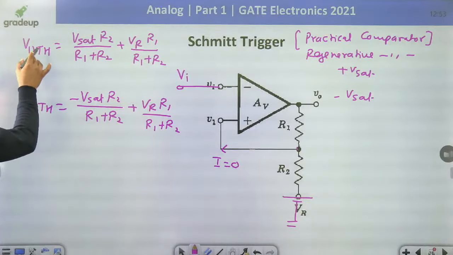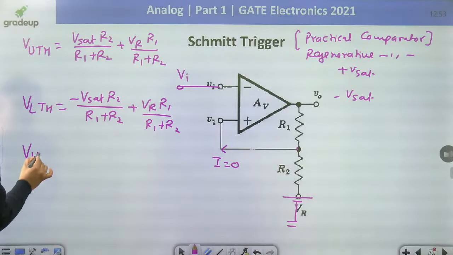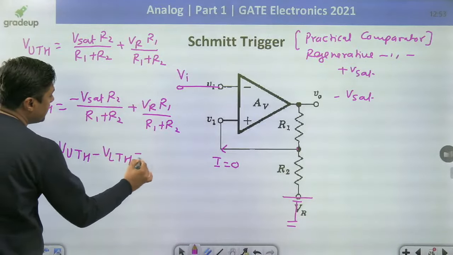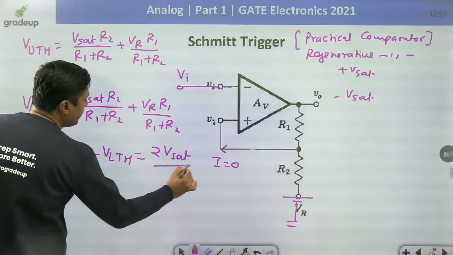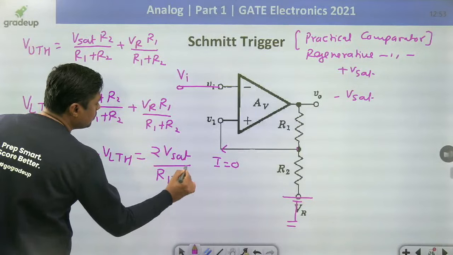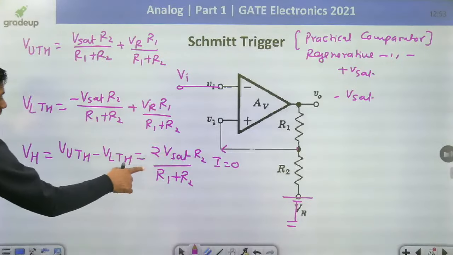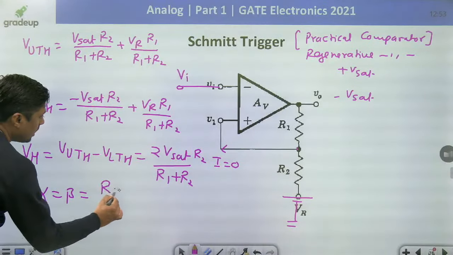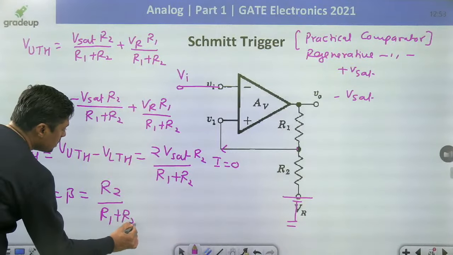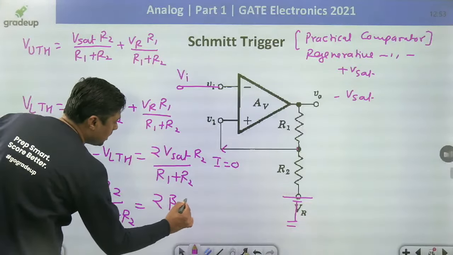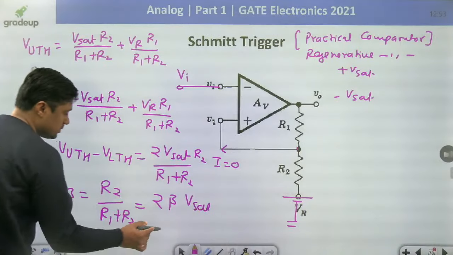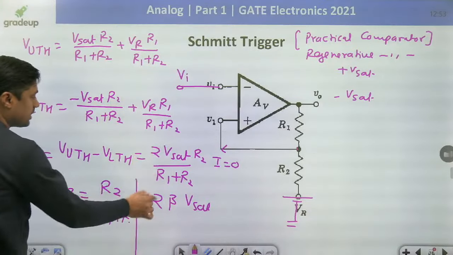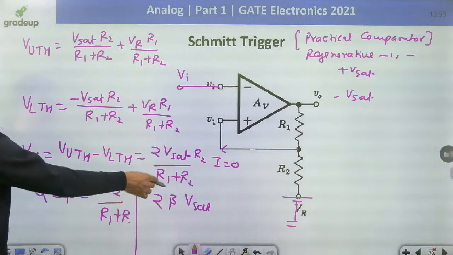And the difference between upper threshold and lower threshold is called hysteresis voltage. Hysteresis voltage is VUTH minus VLTH. That is 2 times of Vset divided by R1 plus R2 into R2. Sometimes this R2 by R1 plus R2 is also called beta or alpha. In different books we are using like this. R2 divided by R1 plus R2. Then this will become 2 times of beta Vset.